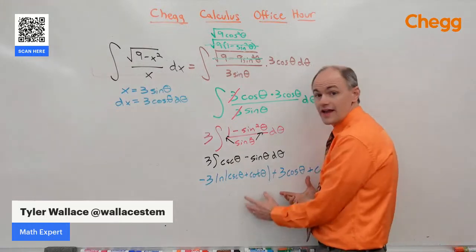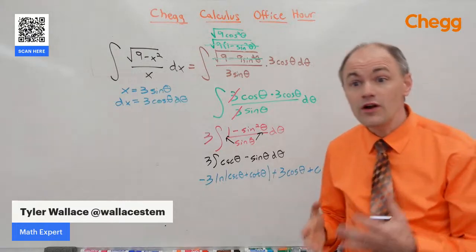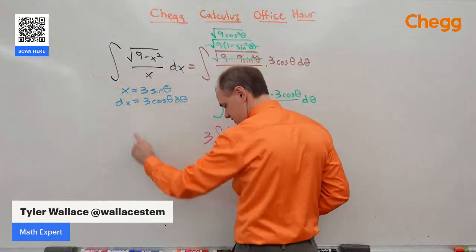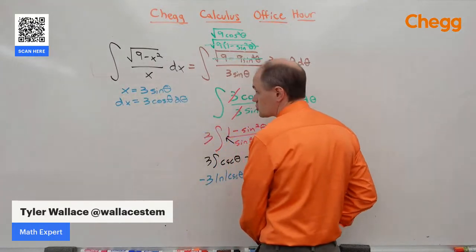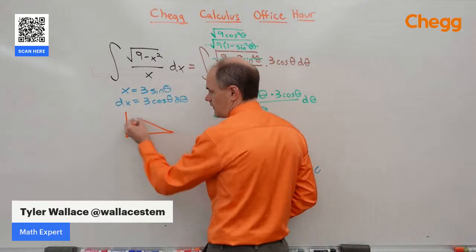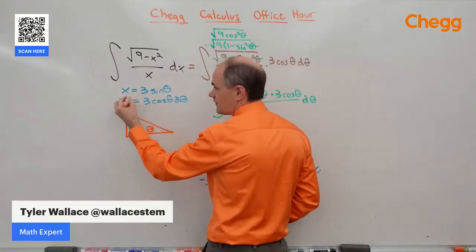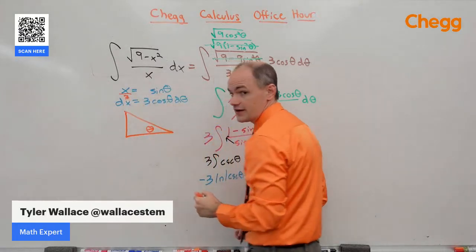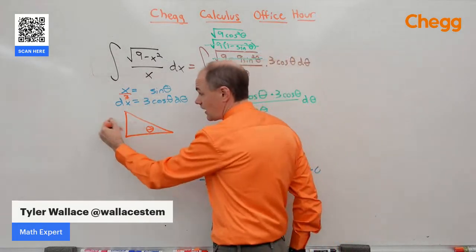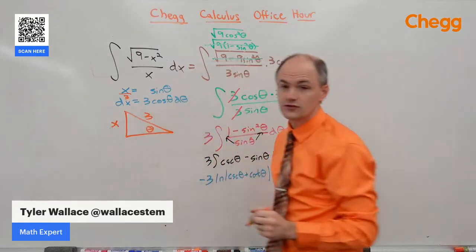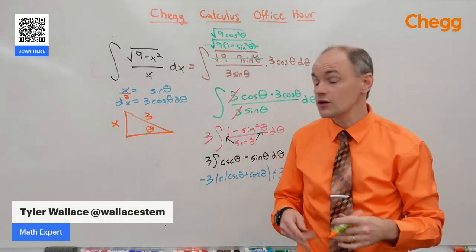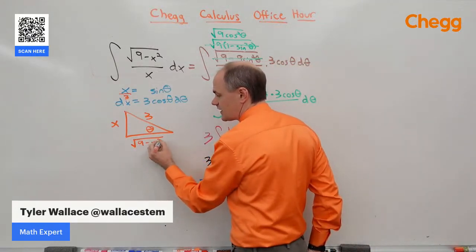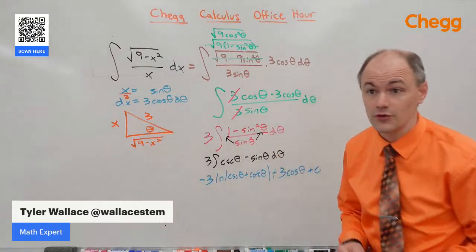Now, this is our answer in terms of theta. We don't want an answer in terms of theta. We want an answer in terms of x. And so we're going to use this x over here to build us a triangle off of this angle theta. If I divide by 3 on both sides, we see that the sine of theta is x over 3. Well, we know that sine is opposite over hypotenuse. So that gives me two sides of a right triangle, which now I can take the Pythagorean theorem to find out the other side is the square root of 9 minus x squared.